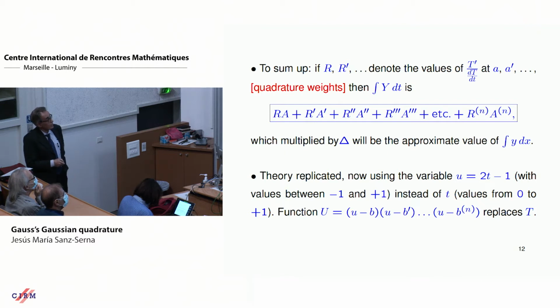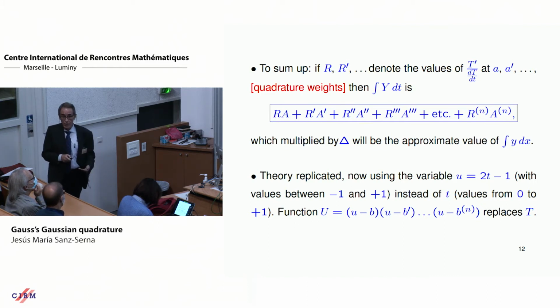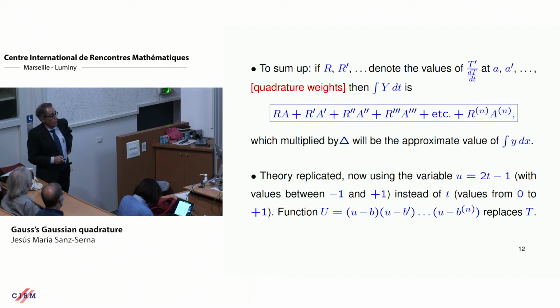So once he's found this general expression for the quadrature, he repeats everything, but not in terms of this auxiliary variable t that runs between 0 and 1, but in terms of an auxiliary variable u that runs between minus 1 and 1. This he does later to be able to exploit the symmetry. And when he does this, the abscissas are b's, and the polynomial t has to be replaced by this polynomial capital U.